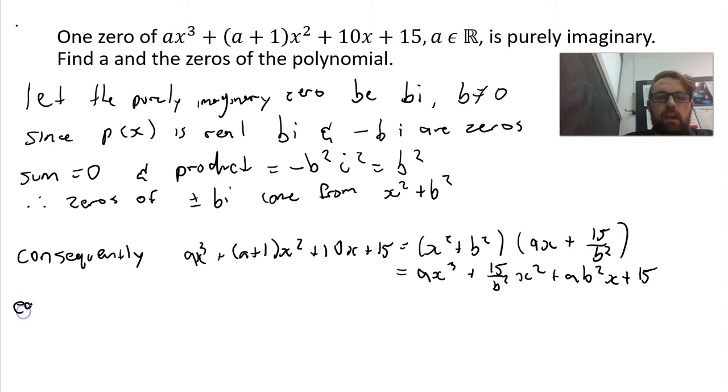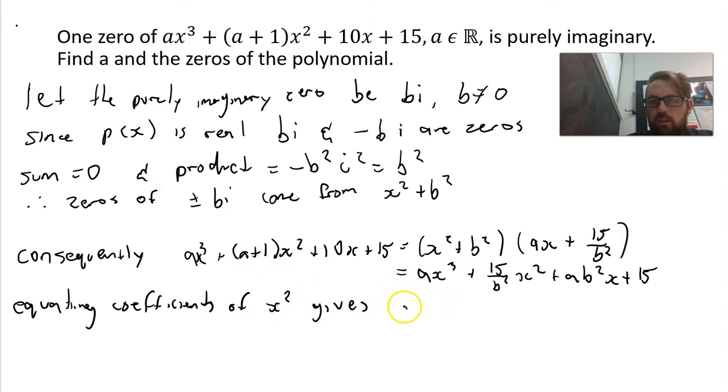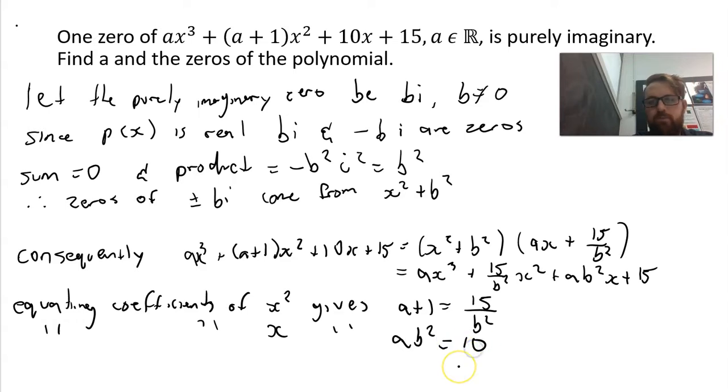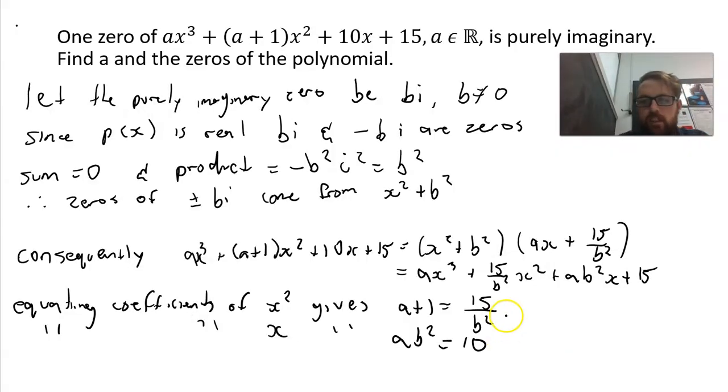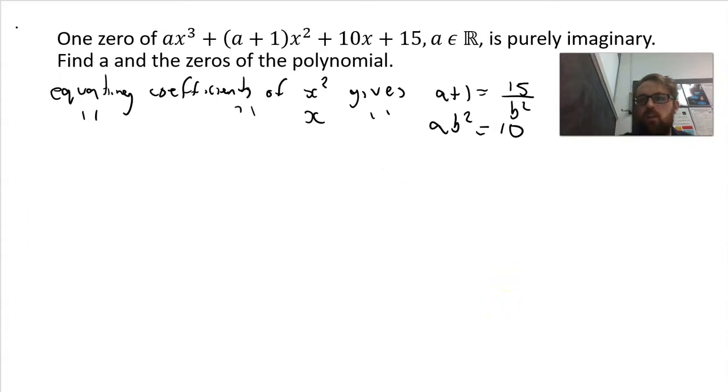All right, so now if I have a look at the coefficients on both sides, equating coefficients of x squared gives, so if I look at my x squared, what I'm going to get is a plus 1 on my left hand side is going to equal 15 over b squared. All right, and if I do the same thing, equating coefficients, but instead of x squared, I'm going to do x, I will get ab squared on the right hand side equals 10. All right, we should be able to use these to get a and b. So let's call these equation 1 and 2.